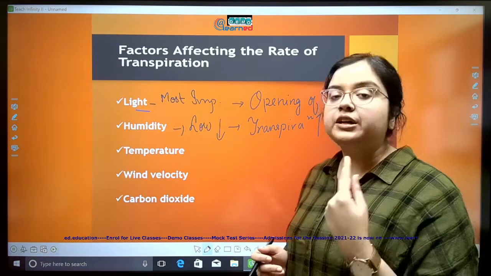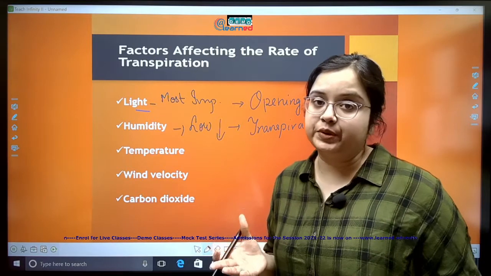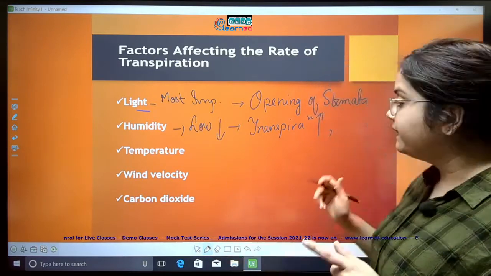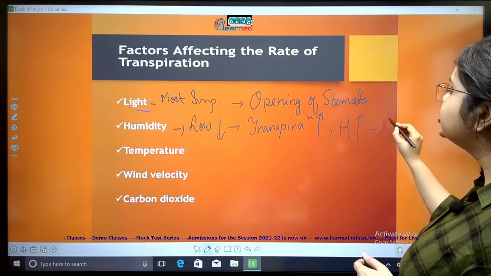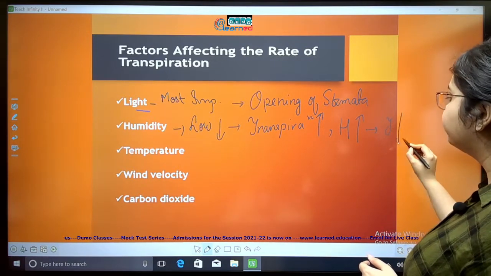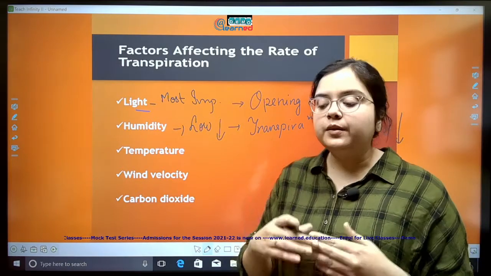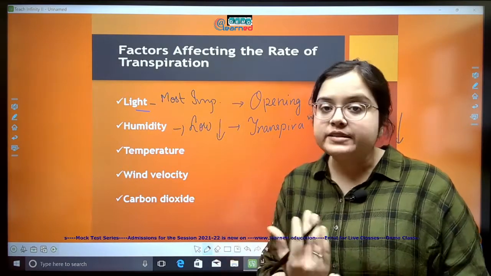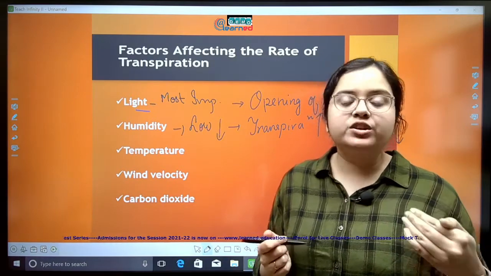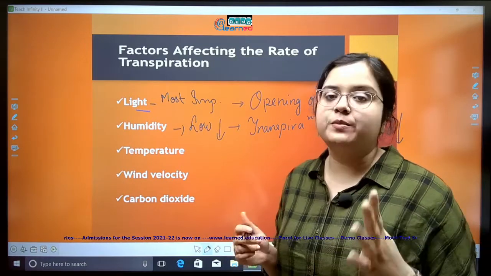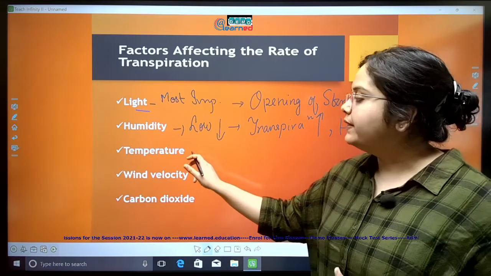And conversely, if the atmosphere is filled up with water vapor, is laden with moisture, that means if humidity is very high, then transpiration will automatically be low. Why will transpiration be low? Because the area just outside the stomatal pore will be laden with water vapor, and more water vapor cannot come out of the stomatal pore as a result. So, transpiration will minimize.